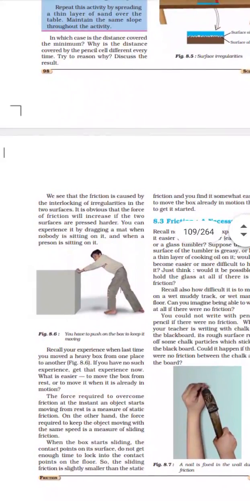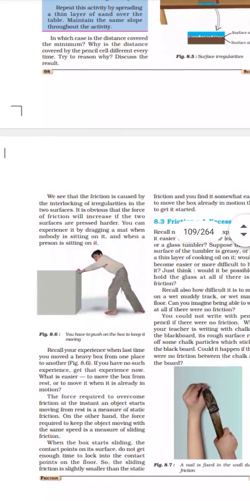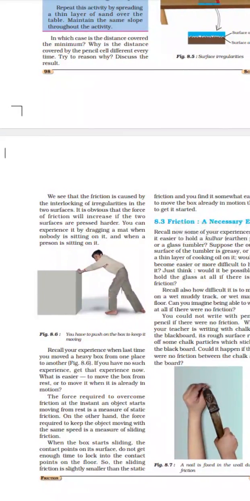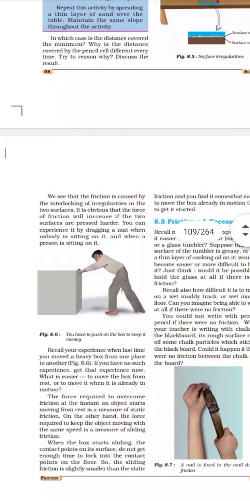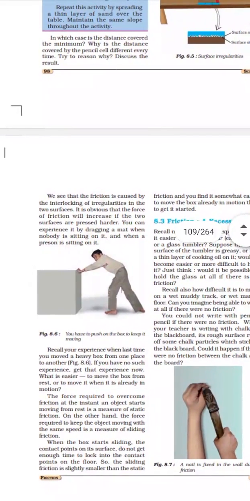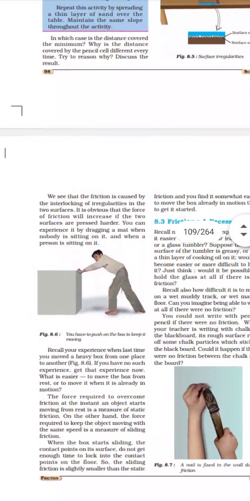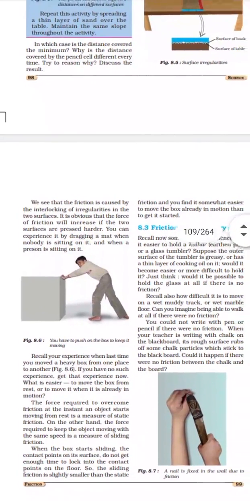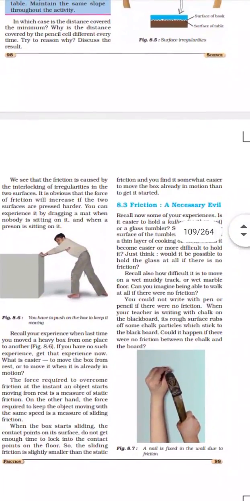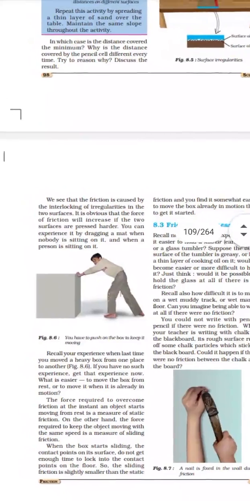The force required to overcome friction at the instant an object starts moving from rest is a measure of static friction. On the other hand, the force required to keep an object moving with the same speed is a measure of sliding friction. When the box starts sliding, the contact points on its surface do not get enough time to lock. So the sliding friction is slightly smaller than the static friction. You find it somewhat easier to move the box that is already in motion.